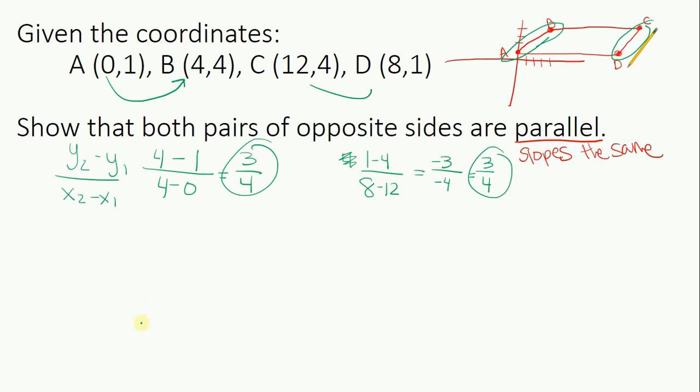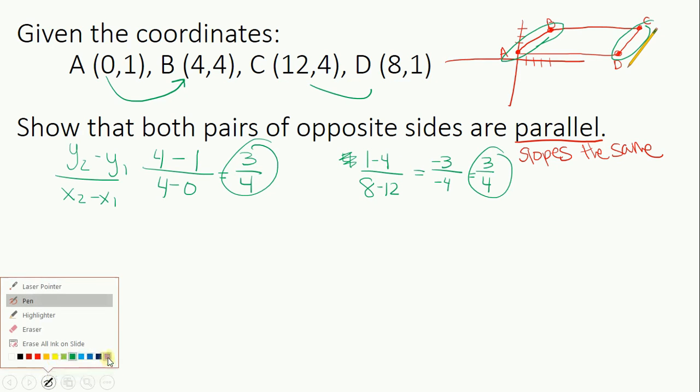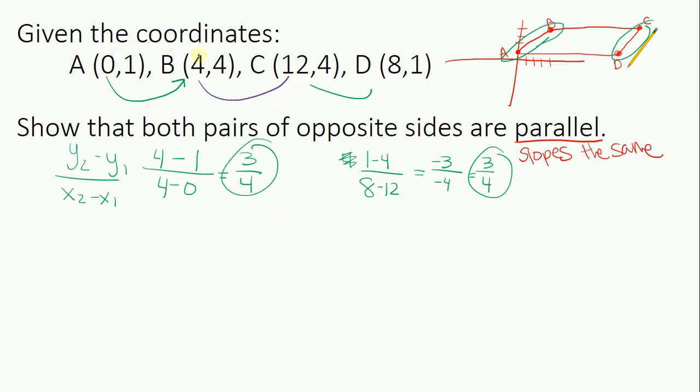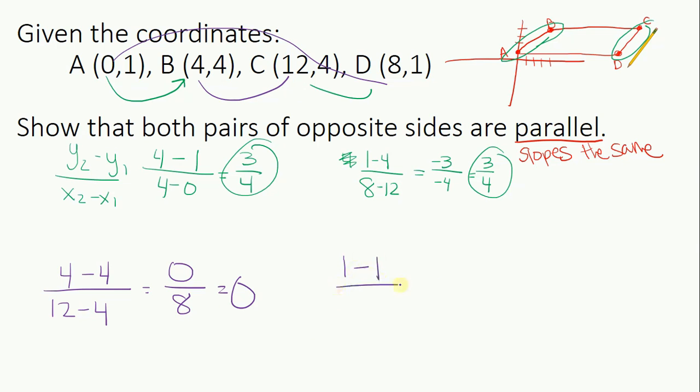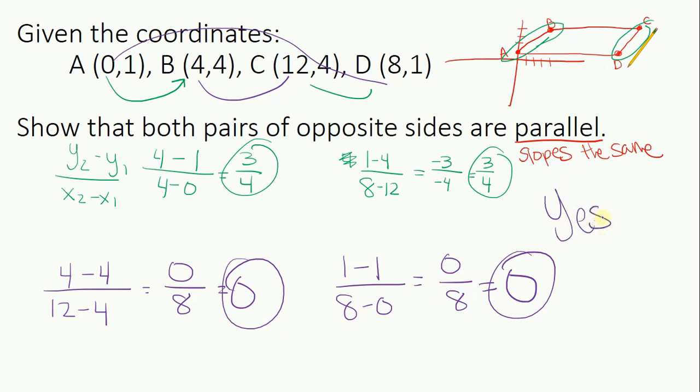Let's see if BC has the same slope as AD. For BC, that would be 4 minus 4 on top and 12 minus 4 on the bottom, so 0 over 8, which is just 0. Let's see about A to D then. That would be 1 minus 1 over 8 minus 0, so 0 over 8, which is also just 0. Notice how they are matching. So yes, this is a parallelogram, and I have just proved it by showing that the slopes are the same on each pair of opposite sides.